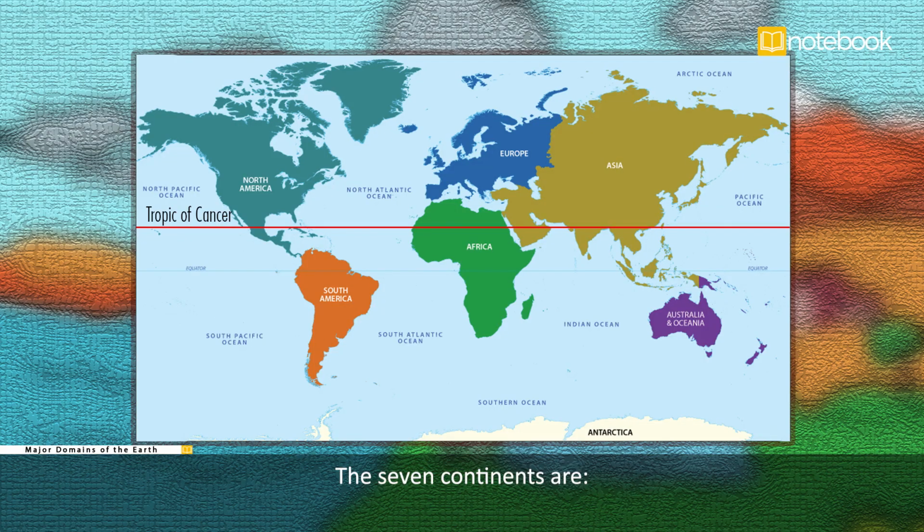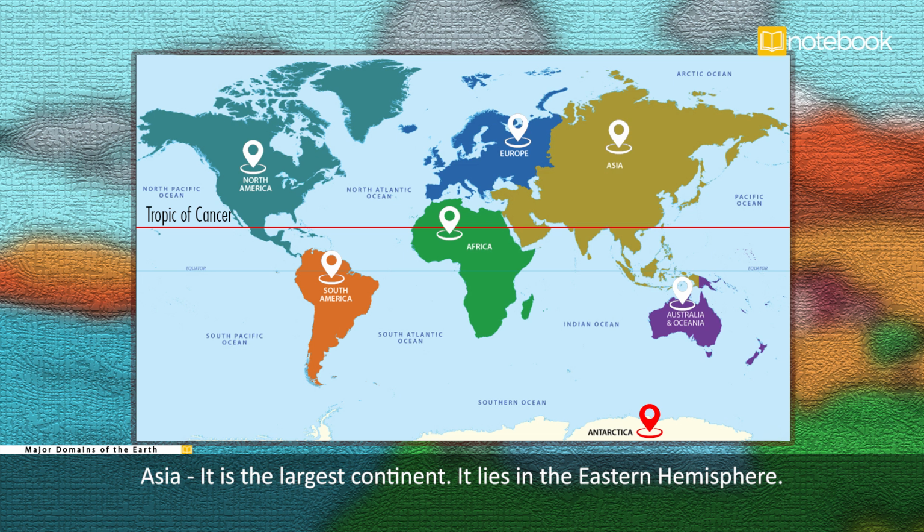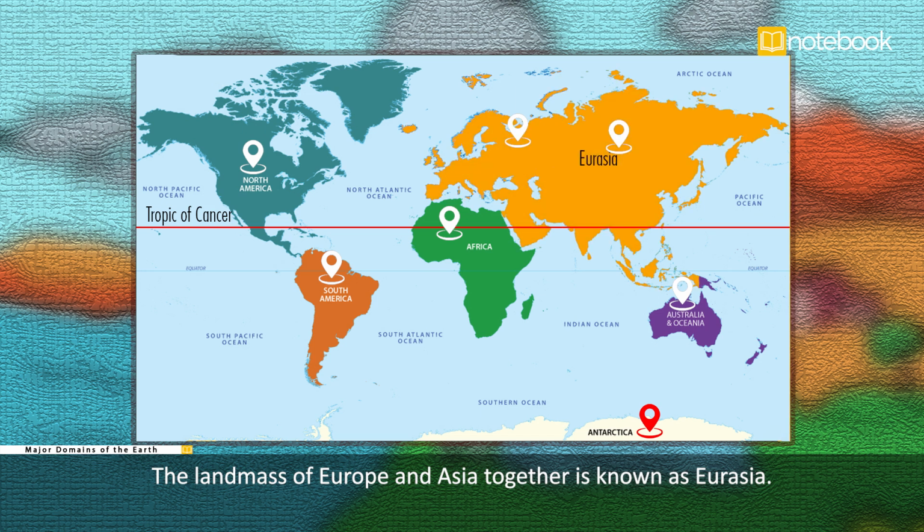The 7 continents are Asia. It is the largest continent. It lies in the eastern hemisphere. The landmass of Europe and Asia together is known as Eurasia.